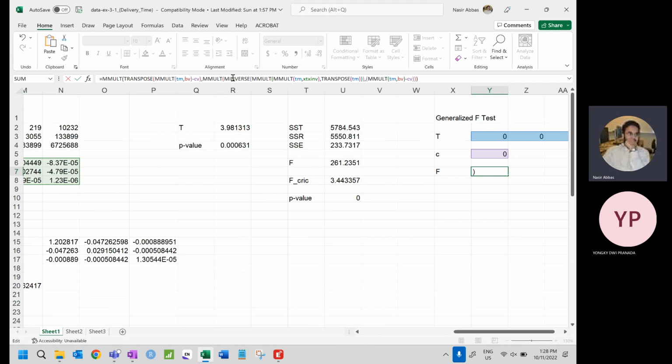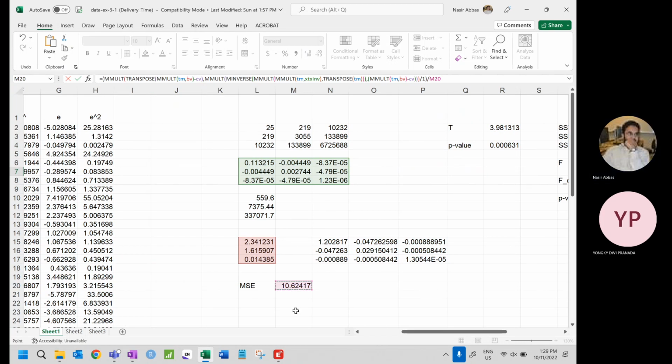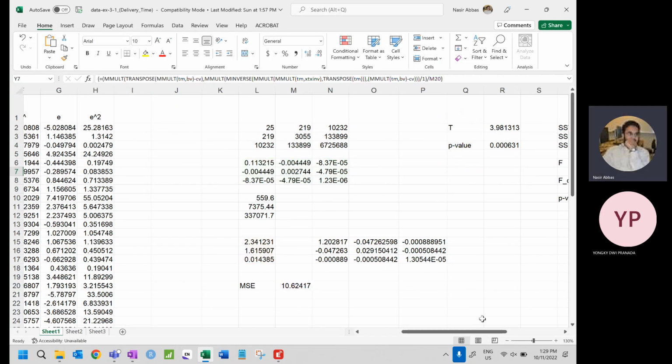It's not the... I need to put 168 point something. I have to divide it by R. What is R? The number of rows of T matrix, or the number of conditions we are testing in H naught. 1 divided by what? The MSE of the full model. Where is the MSE of the full model? I have it somewhere. Here is the MSE, 10 point something. What do I get?